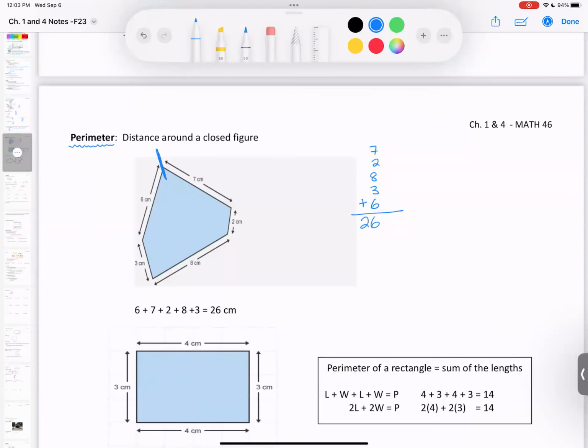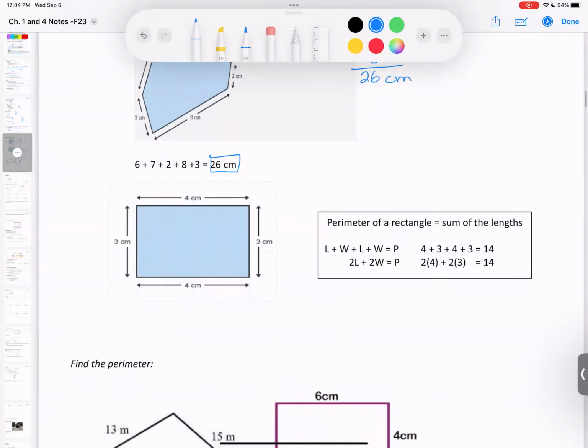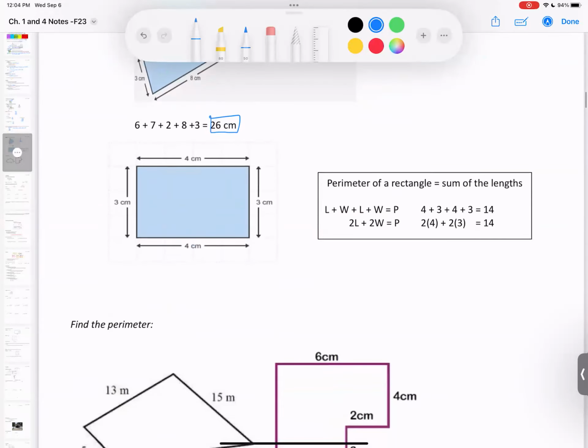And then I'm going to cheat and make sure that that is right by looking at my key. Yes. Oh, it's right here, 26. Okay. It's important to write the centimeters in too, because it's telling us the unit of measurement. 26 centimeters is a lot different than 26 meters. Okay.